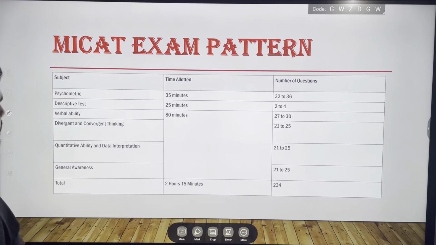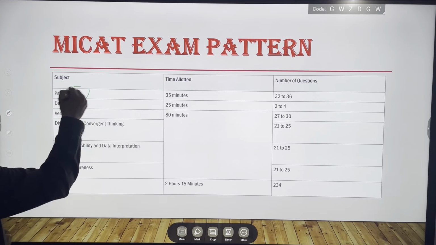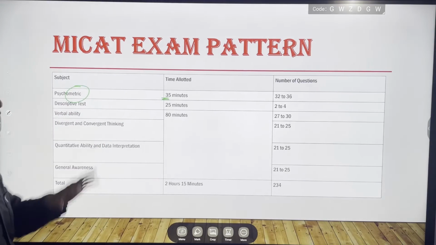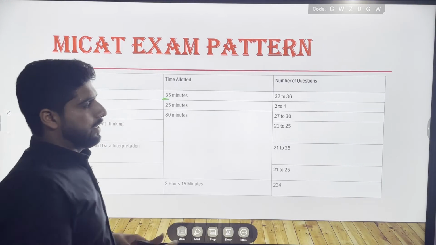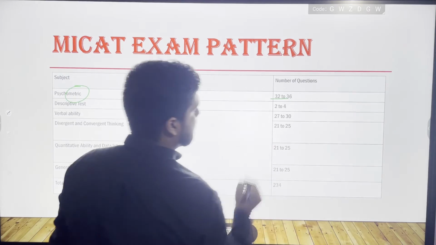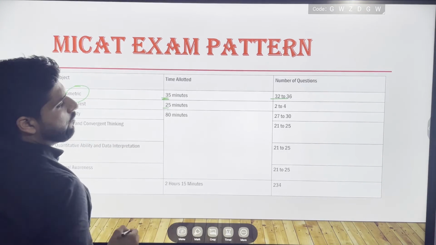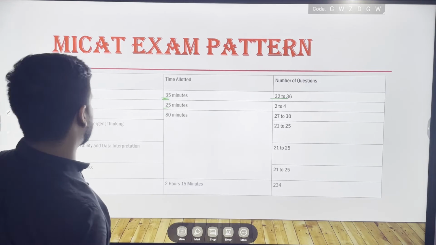Regarding the exam pattern, it will have a psychometric test, time allotted 35 minutes. Questions are not defined. It is expected you will get 32 to 36 questions. In the descriptive test, time is 25 minutes. Questions, you can see 2 to 4.